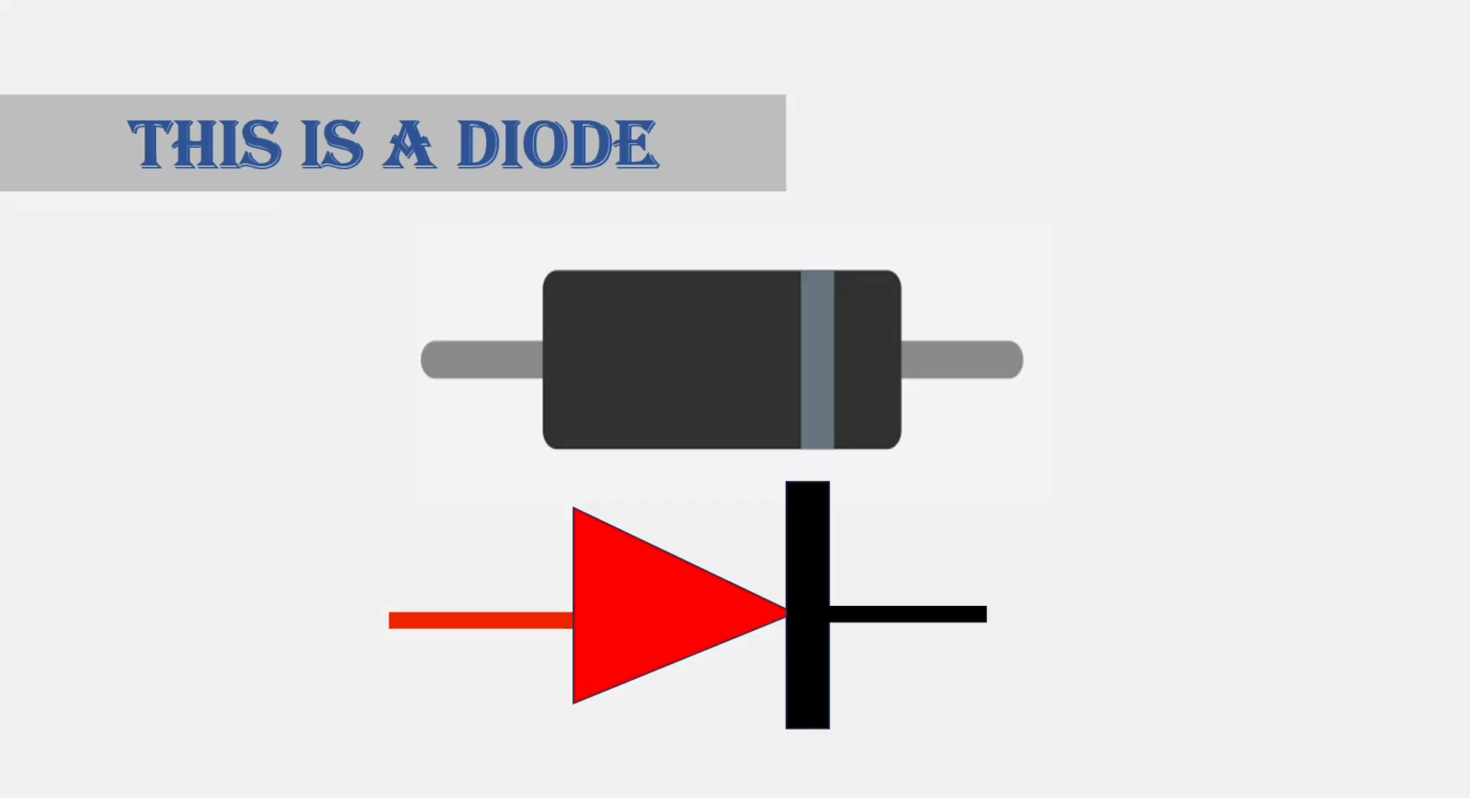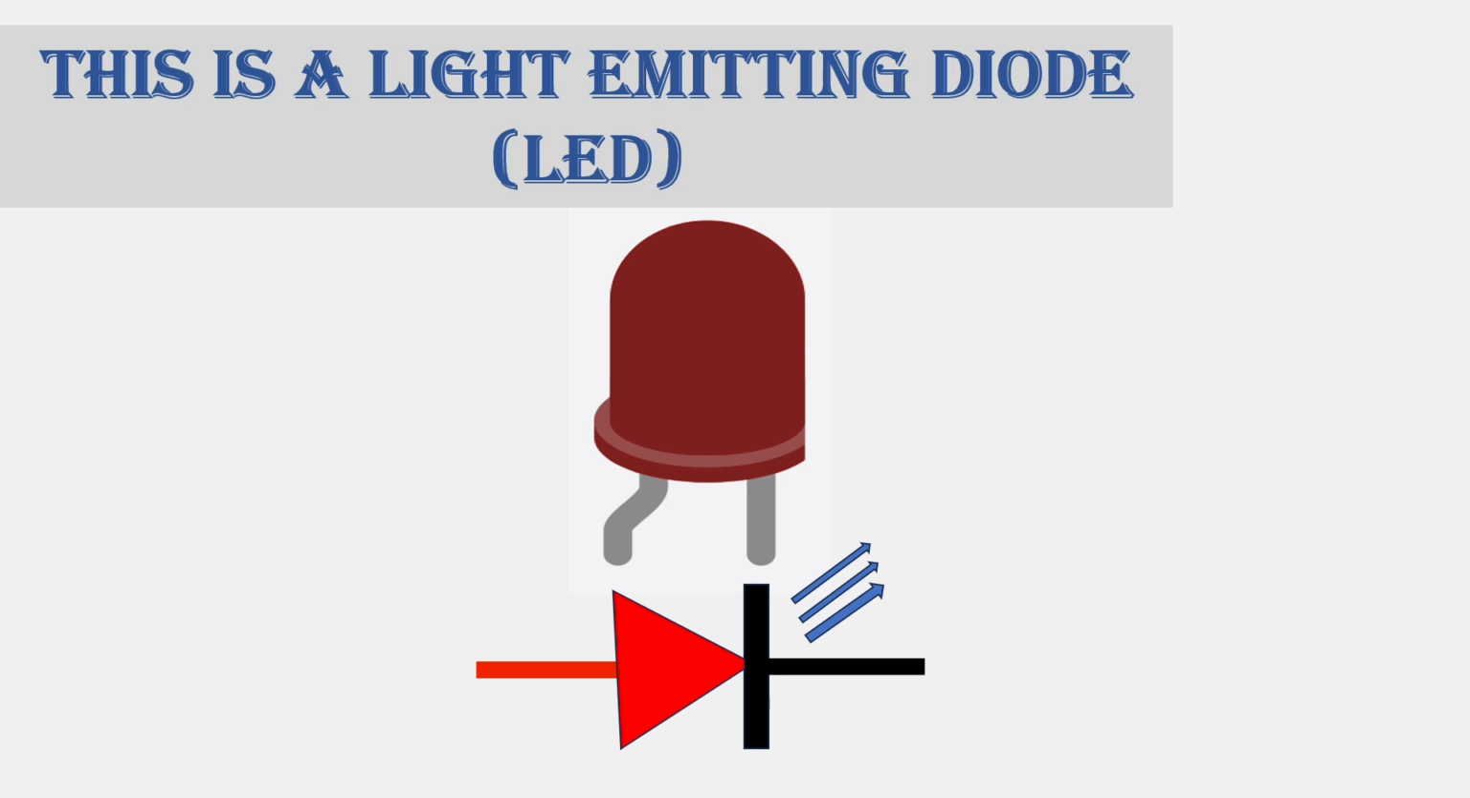This is a diode. It is used to allow current in one direction. It is usually used in DC circuits for small current flow. Its symbol: the triangle represents the P side and the vertical line represents the N side. This is a light emitting diode. It is a type of diode that emits light when current passes through. In the symbol, arrows represent light emission.